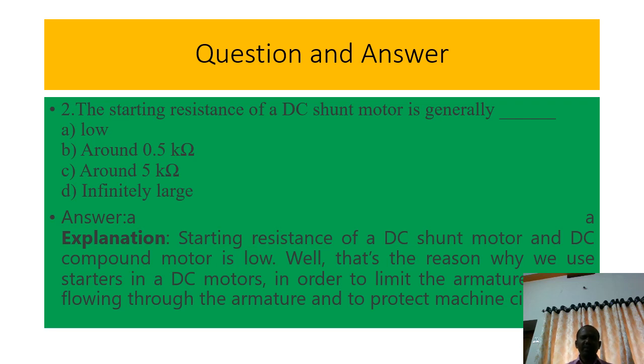Answer A is correct, because the starting resistance of a DC shunt motor and DC compound motor is very low. That is the reason why we use a starter in a DC motor: to limit the armature current flowing through the armature and protect the machine. Right, the answer is A.